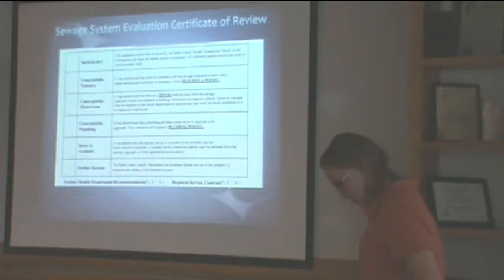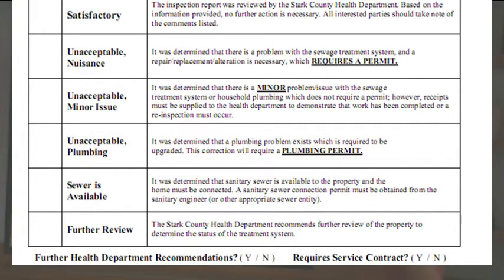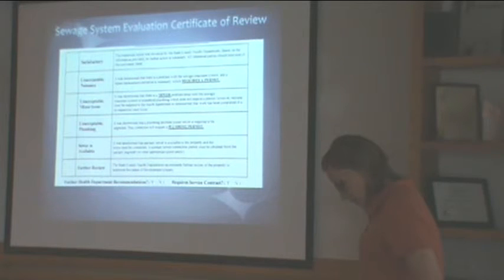The middle section of the form is pretty much the same as you guys get to check. The unacceptable minor issues is going to be used if there's a broken line or a box replacement, something like that. And then further health department recommendation, we're going to use that for T's. So we're not going to go back out and knock heads together if there's T's missing, but we're going to recommend that there's T's, recommend that there's risers. And then if it requires a service contract or not, we just want to make sure that it gets through to the buyer that you need to have this or don't.